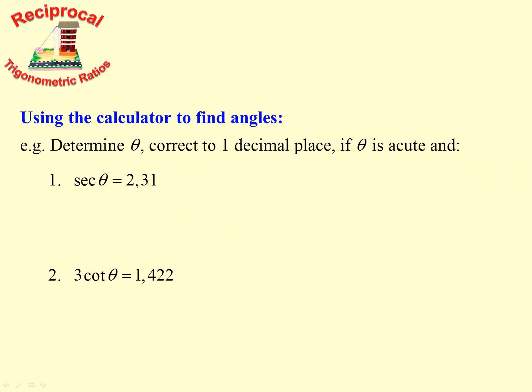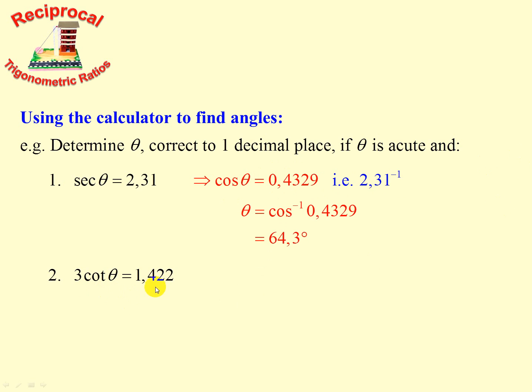Use a calculator to find angles. If we're looking for an acute angle, sec theta equals 2.31, all we do is convert this to a cos ratio by inverting it. So if we say 1 divided by 2.31 or 2.31 to the negative 1, we get what cos of theta is equal to. Now we use our cos minus 1 button and we get the answer.